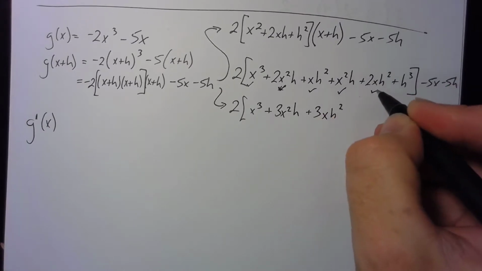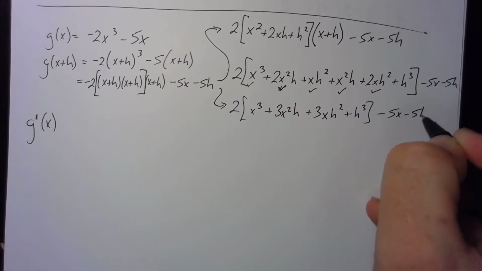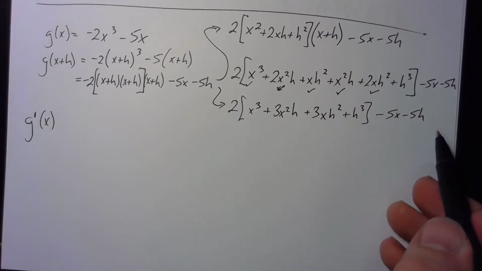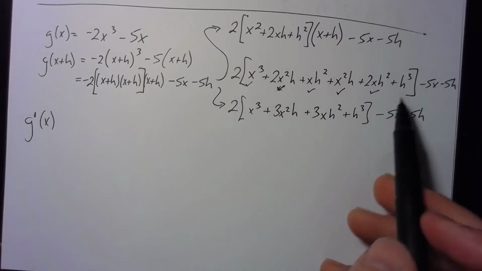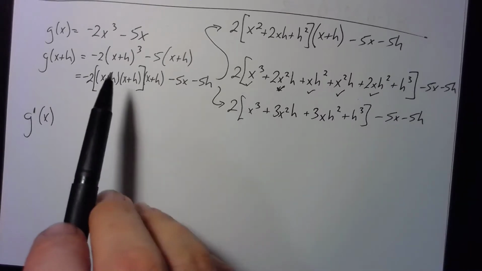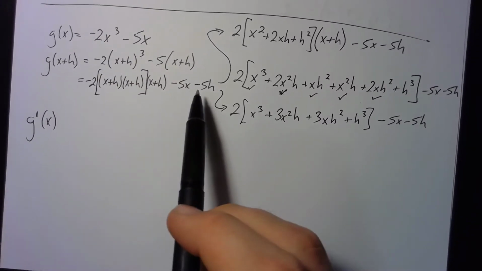Took care of those 2 terms. And then plus the h cubed. Now I have minus 5x minus 5h. I can distribute the 2, and then I will have this thing entirely simplified to what it really is. This right here is actually the majority of all the work you're going to have to do, is making sure that you can algebraically simplify this x plus h cubed efficiently.